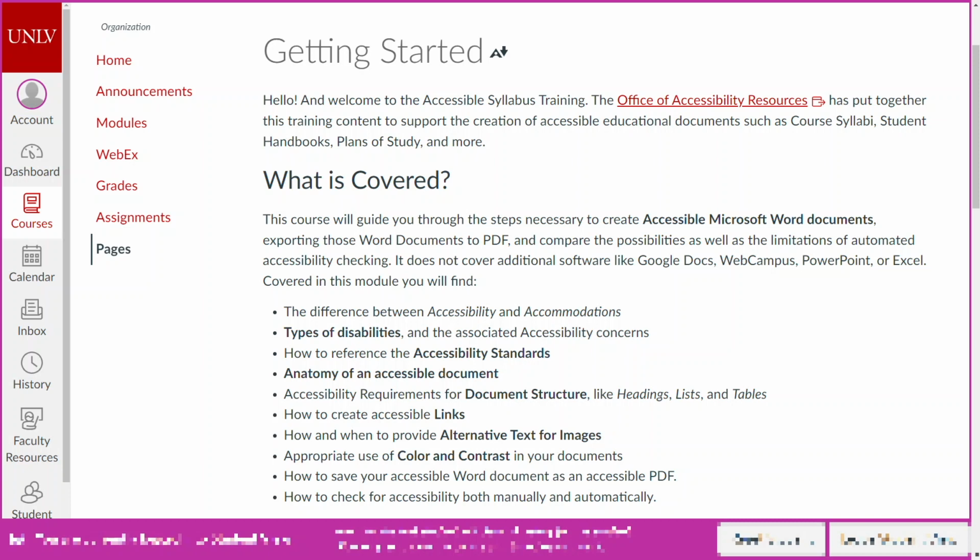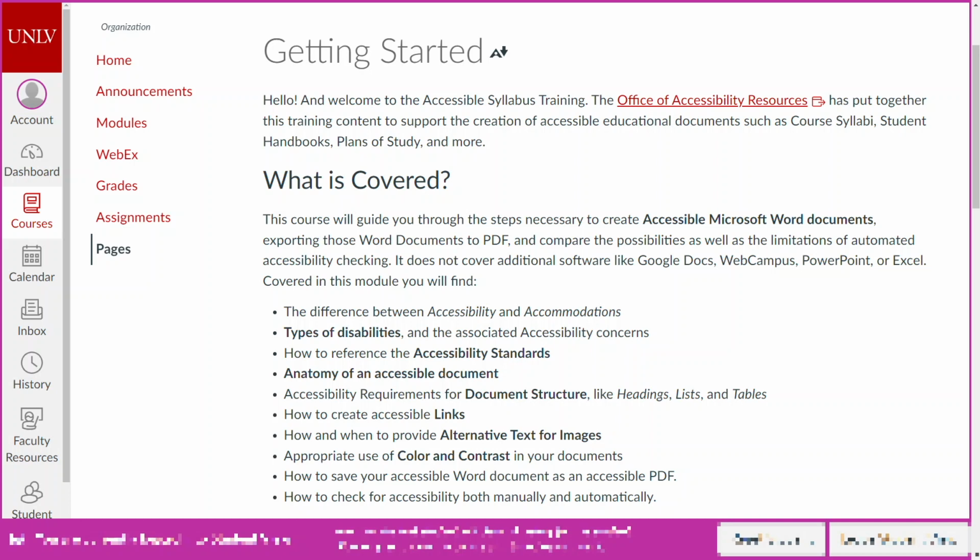The Office of Accessibility Resources has put together this training content to support the creation of accessible educational documents, such as course syllabi, student handbooks, plans of study, and more. This training will guide you through the steps necessary to create accessible Microsoft Word documents, exporting those Word documents to PDF, and comparing the possibilities as well as the limitations of automated accessibility checking. It does not cover additional software like Google Docs, Web Campus, PowerPoint, or Excel.